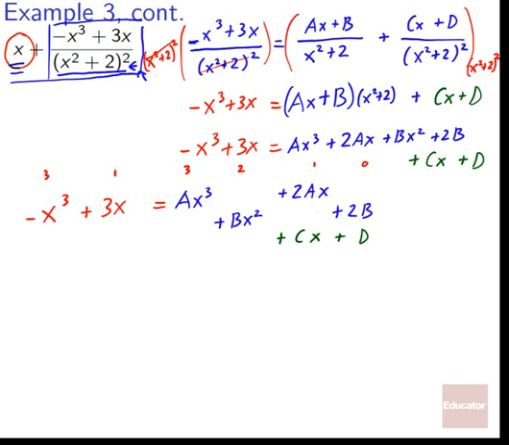So all of the things that are going to connect to the negative x cubed, which we can also see as negative 1 times x cubed, is just ax cubed here. So it must be that negative 1 is equal to a. Otherwise, we wouldn't have negative x cubed in the end. So we now know negative 1 equals a. Great.